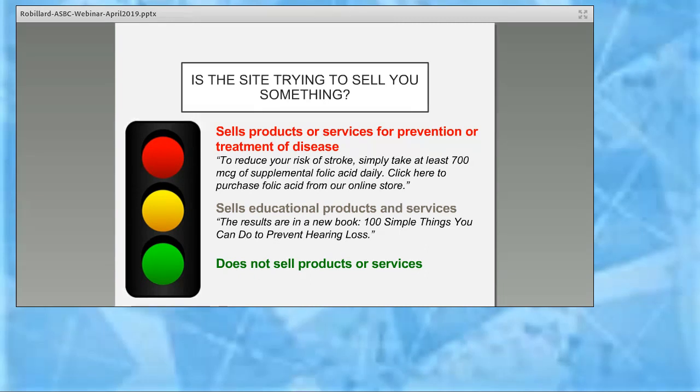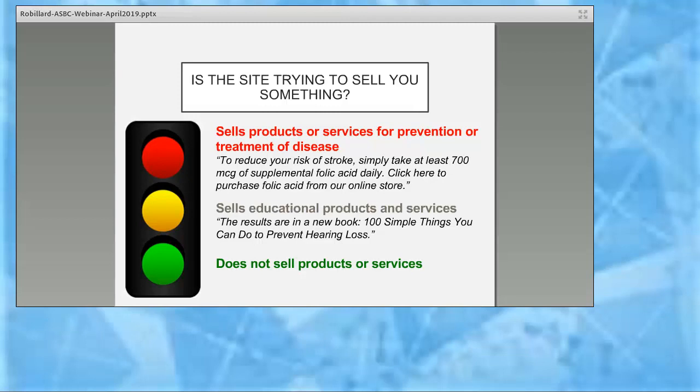The third criteria is called conflict of interest, and that essentially asks, is the site trying to sell you something? If the site is trying to sell you products or services for prevention or treatment of disease, then that's a red flag. So an example of that would be a website that would say, well, if you want to reduce your risk of stroke, you should take supplements of folic acid, and conveniently, if you click on this link, you can purchase this supplement straight from our online store. So that's predatory. So that is sort of marketing under the guise of education. So you want to be very careful with any website that's directly trying to sell you something.